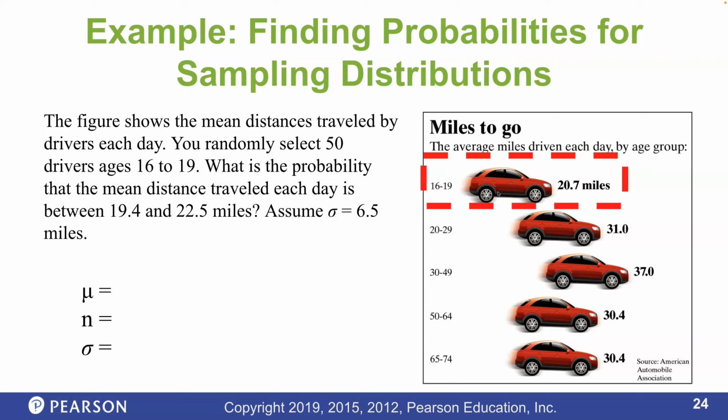Okay, so what is the probability that the mean distance traveled each day is between 19.4 and 22.5 miles? I think that probability will be reasonably high because look, the true mean is 20.7 and that is in between these two bounds, right? And it says assume the population standard deviation is 6.5 miles. We're going to do this using the normal calculator, but we're not going to be able to use the mean and the standard deviation of the population, okay?